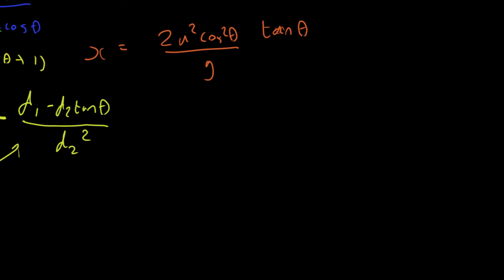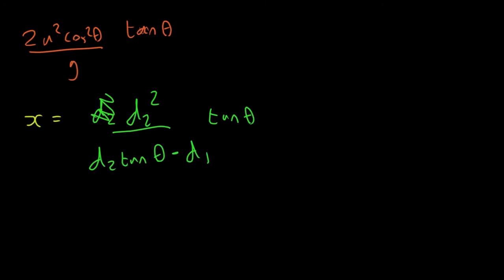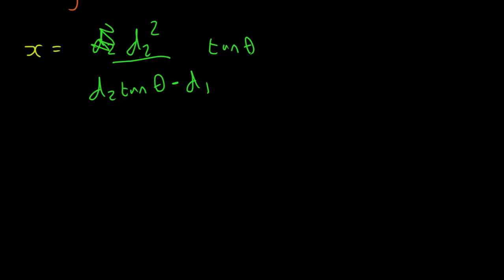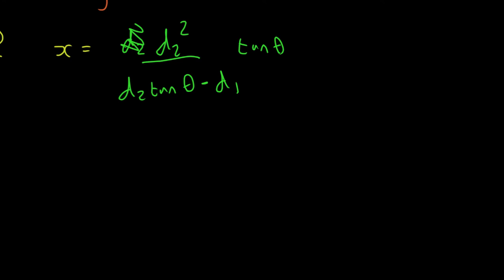So we're going to get x is, I'll write it in green, I guess. x is d2 squared over d2 tan theta minus d1 tan theta. And we're basically done at this point. We're just reduced to simplifying a rather complicated expression, if we're being honest.